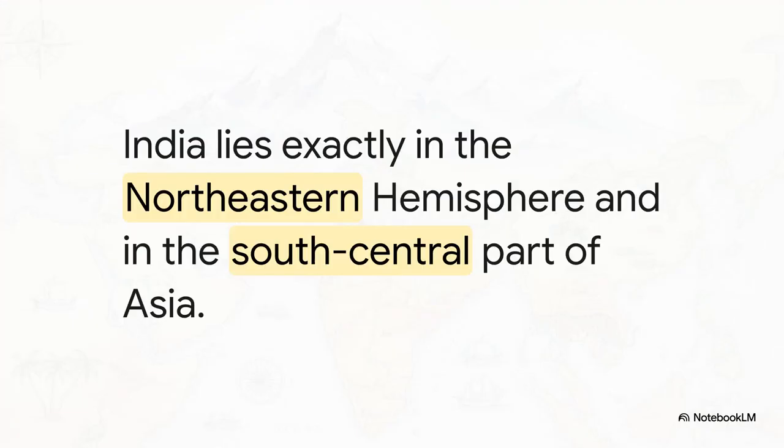To really kick off this journey, we have to nail down India's exact macro location. It sounds basic, right? But it's actually super easy to trip up on this in a trivia quiz. Relative to the equator and the prime meridian, India sits perfectly in the northeastern hemisphere. But if you're zooming in just on the continent of Asia, the exact precise geographical term you want to use is that it's located in the south-central part of Asia.